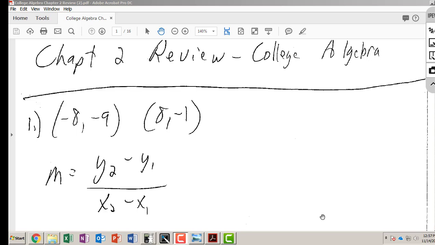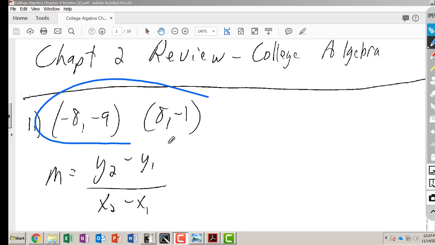Okay, as we look at problem number 1 on your Chapter 2 review, the directions say find the slope of the line passing through the pair of points, or state that the slope is undefined. So you'll notice that they give you those two pair of points: -8, -9, and 8, -1. So you'll need to remember your slope formula.